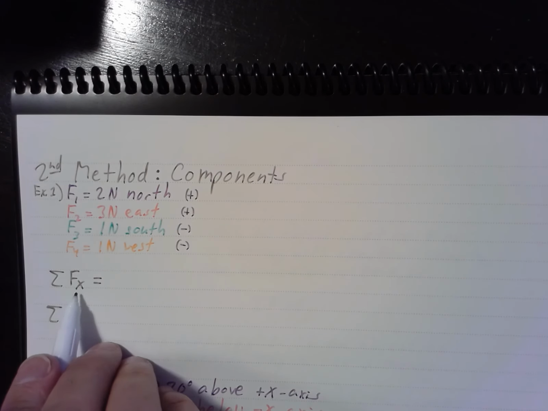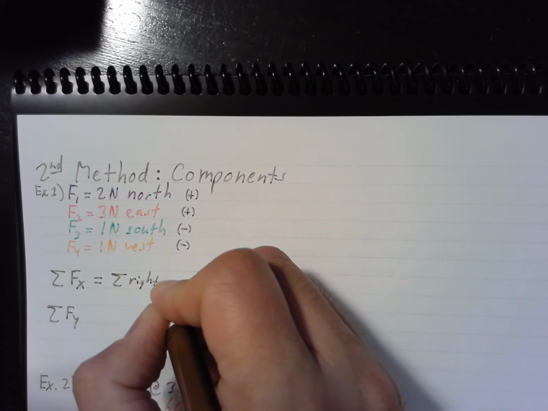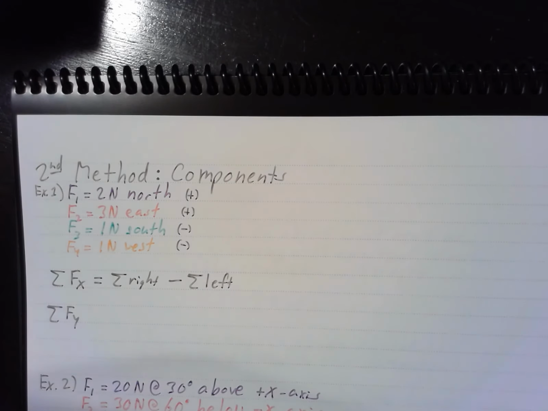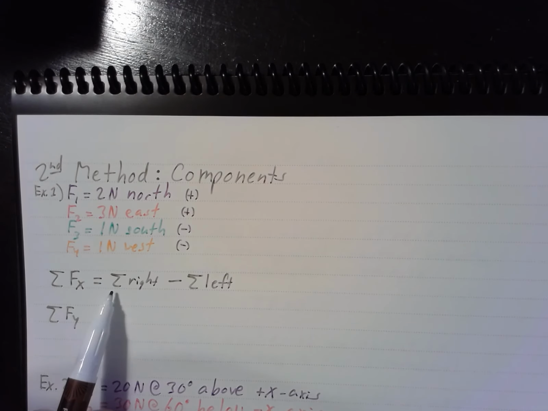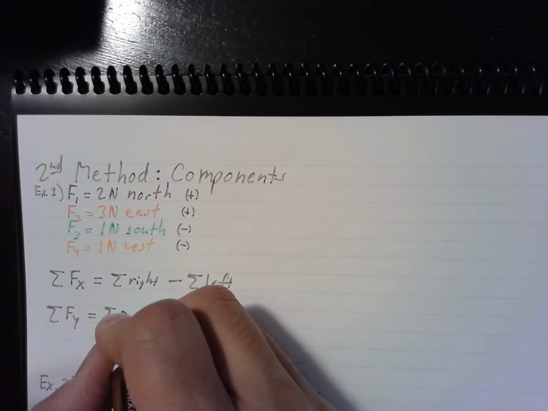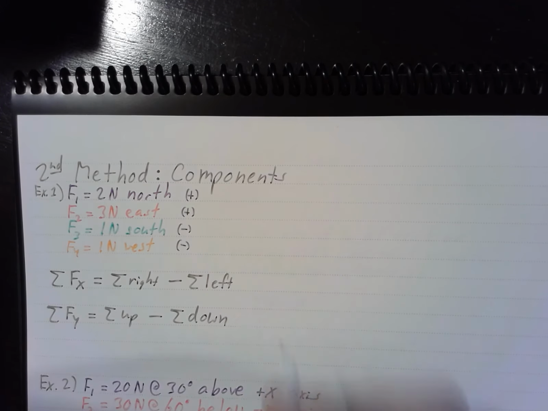That means that the net force in the x direction is going to be the sum of the right pointing forces minus the sum of the left pointing forces. I put this summation notation because sometimes there's more than one force acting to the east, so you would add them together first. For the y direction, it would be the sum of the up forces minus the sum of the down forces. And so I hope to show you exactly how this works, and then close it out with the trig.